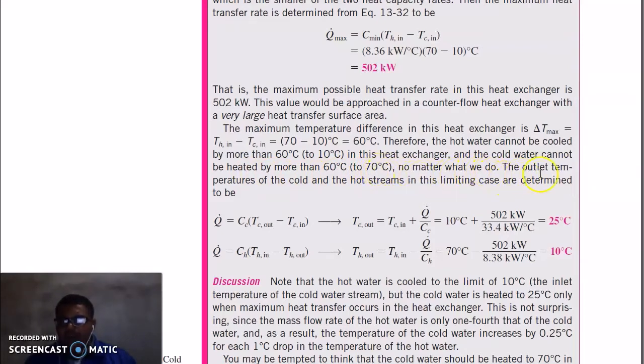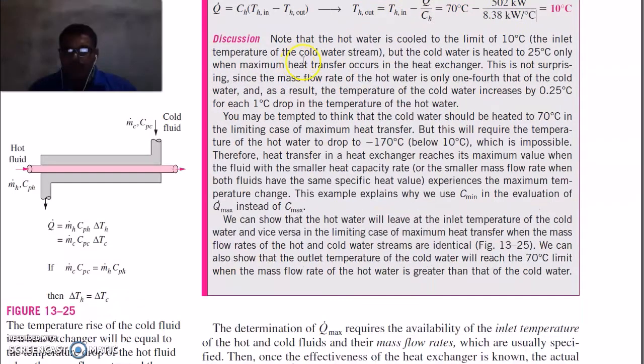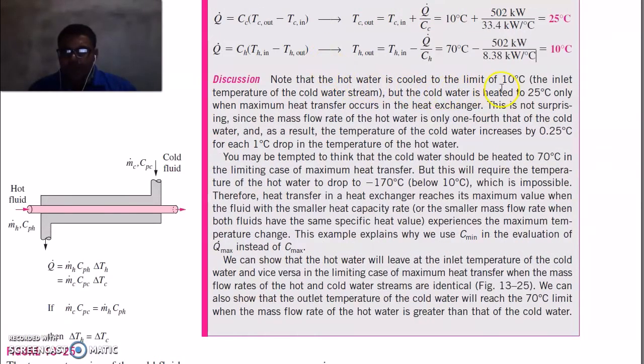No matter what we do, the outlet temperatures of the cold and hot streams in this limiting case are determined. So this heat transfer is equal to this. From here you can find T cold outlet, which is unknown, which is 25 degrees Celsius here, and here we can find T hot outlet, which is the hot temperature outlet, which is 10 degrees Celsius. Note that hot water is cooled to a limit of 10 degrees, the inlet temperature of the cold water stream, but the cold water is heated to 25 degrees only when the maximum heat transfer rate occurs in the heat exchanger.